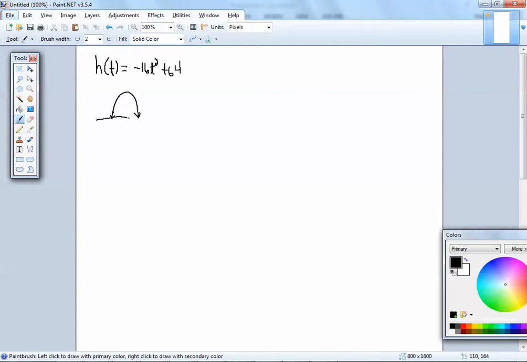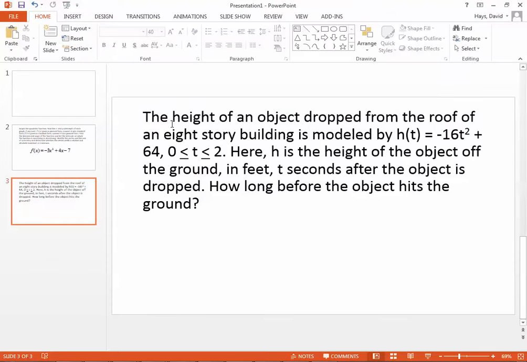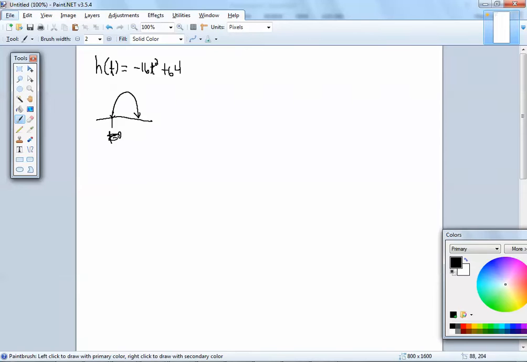Now, right here, this is t is equal to 0. Mind you, if I plug in 0 for t, then that's 64. So t is equal to 0 would be somewhere here. This is where it's dropped from. Okay, and so then we're looking at this point right here and wondering what t is equal to.